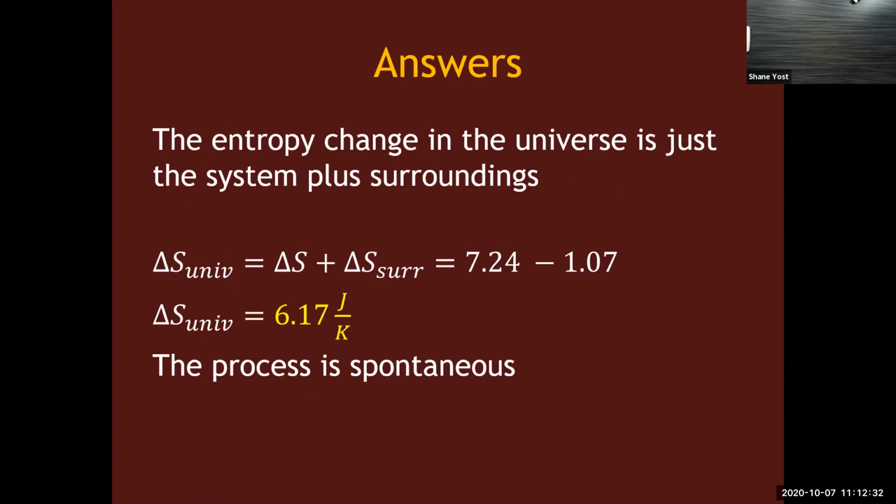All right, and so the entropy change of the universe is just the entropy change of the system plus surroundings, which is a positive 6.17 joules per Kelvin, right? By adding up that 7.2 minus 1.07. This process is then spontaneous, right? Because the entropy change of the universe is greater than 0.